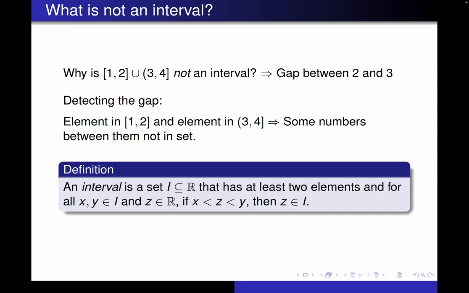So an interval is a set I contained in R that has, first of all, at least two elements. We don't consider a one real number set to be an interval. Such that anytime you have x and y in the interval, z a real number with z between x and y, then z is also in that interval. And so that eliminates the possibility that you could have two elements in the interval and a real number between them that is not in the interval.